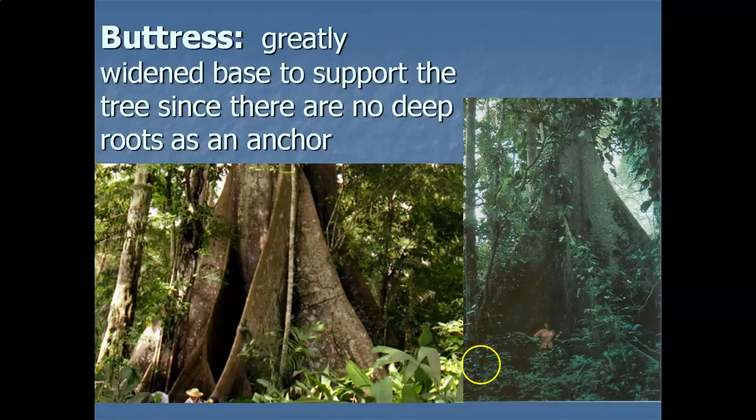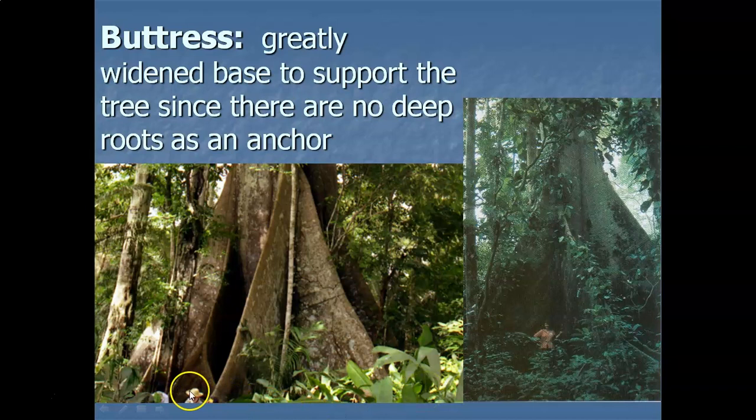Now, another adaptation to account for that, since you've got some enormous trees with an enormous girth and heights up to 150 feet. In order to support the tree, there's an adaptation called a buttress. A lot of the big trees, since they don't have a deep anchor root, have wound up creating a greatly widened base. It's almost like wall-like roots extending away from the base of the tree to support the tree, since the root system doesn't do that.